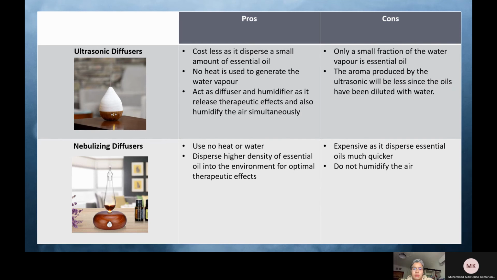The aroma produced by the ultrasonic will be weaker since the oils have been diluted with water, because only a small fraction of the water vapor is essential oil. Next is nebulizing diffusers. Nebulizers don't use water. They also don't have a humidifying effect. The biggest benefit of nebulizers is that they disperse essential oils significantly faster than an ultrasonic diffuser and at a higher concentration. Nebulizers are not as budget friendly as they tend to cost more and you are using oil far more rapidly, plus you don't get the benefits of humidification.